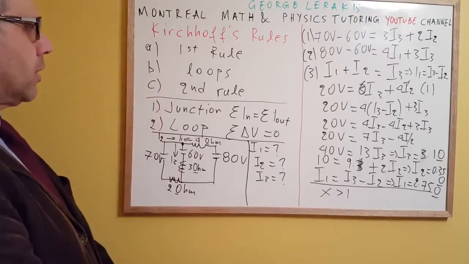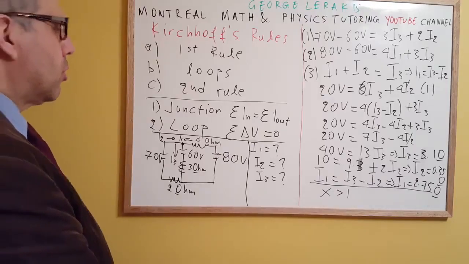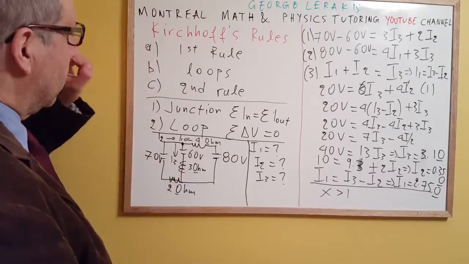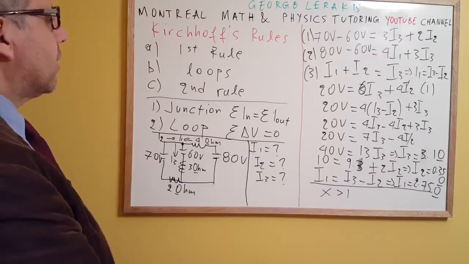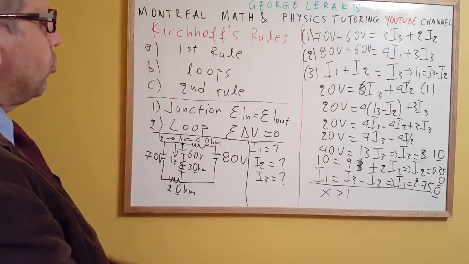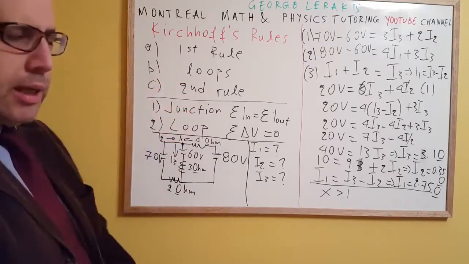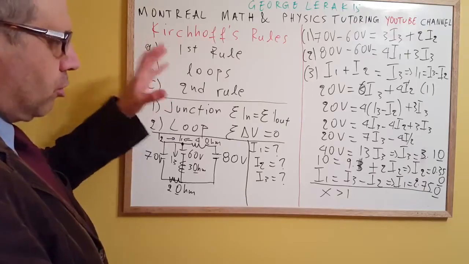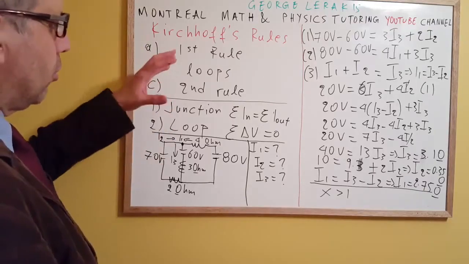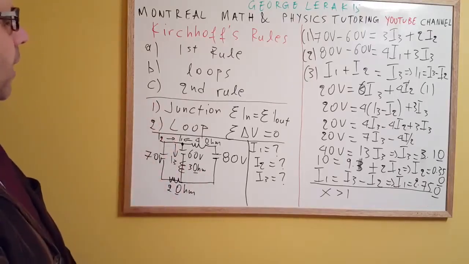I know a lot of students have difficulty using these rules, mainly for three reasons. First, they find it difficult to use the first rule because they don't know which junction to use, and also they don't know what direction the currents should have.